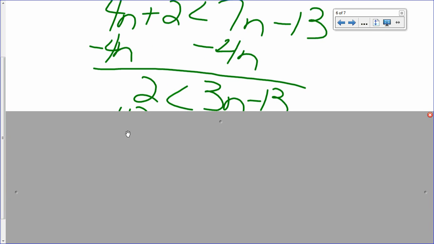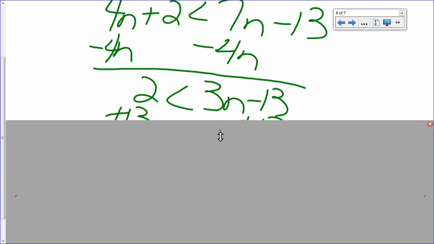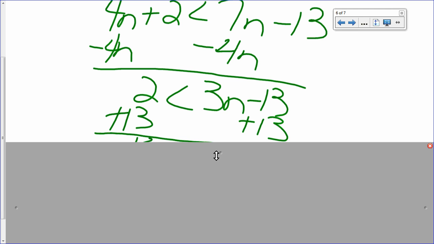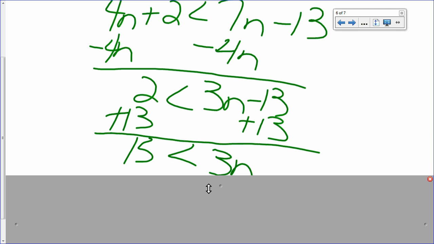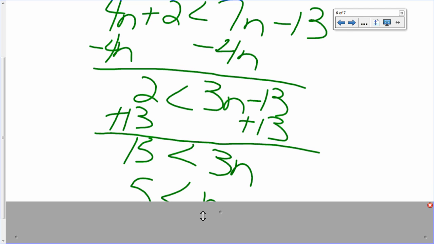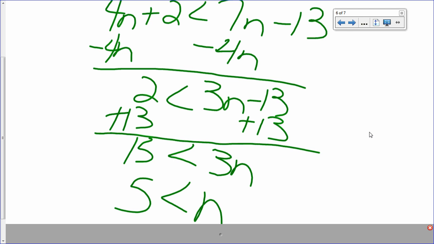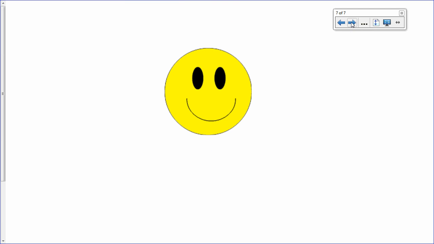We want to move the numbers to the other side of the inequality, so we're going to add 13 to both sides. And we get 15 is less than 3n. You want to divide each side by 3, and you get 5 is less than n. Don't forget to do the problem 2 slides back.